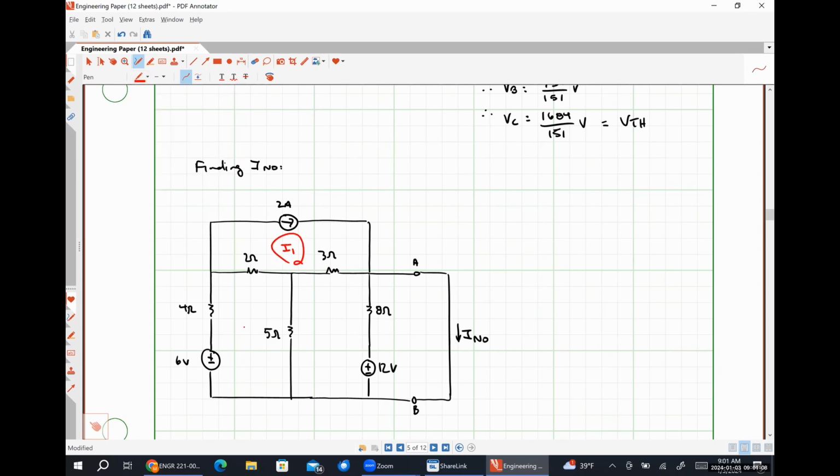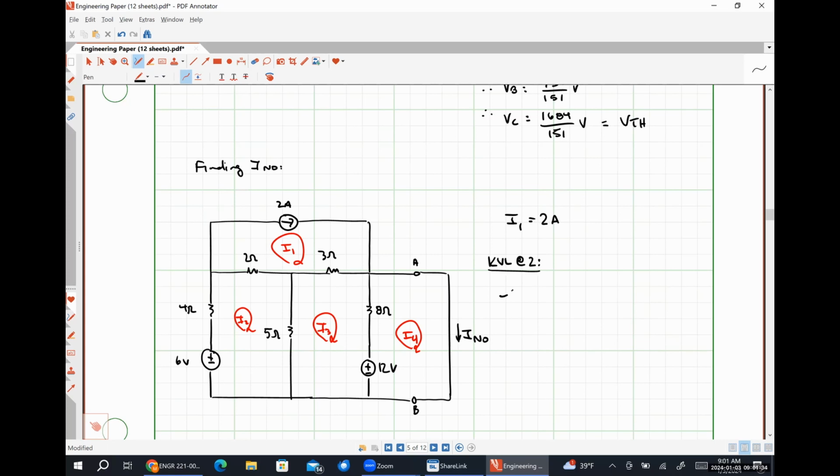So let's call this I1, I2, I3, and I4. We know from the jump that I1 is 2 amps. So now let's look at KVL at mesh 2.